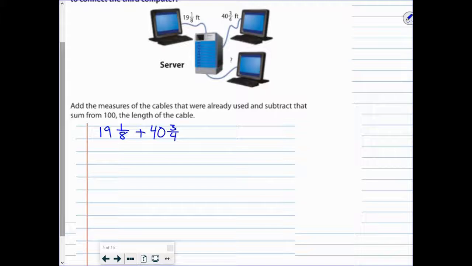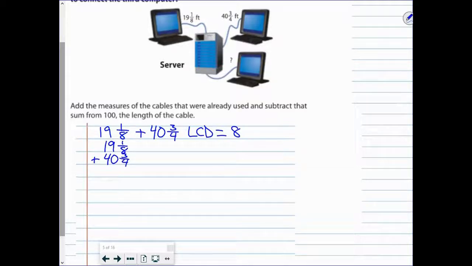Common denominator for 8 and 4. Well, 4 will divide into 8. So our common denominator, our least common denominator, will be 8. So 19 1/8 plus 40 3/4.